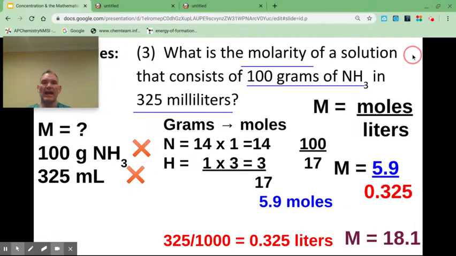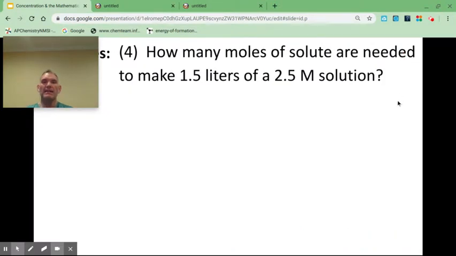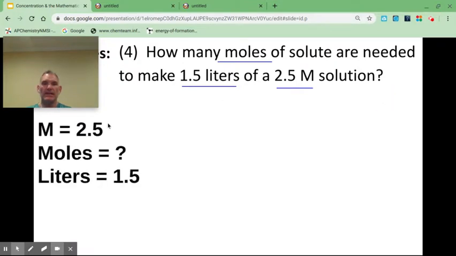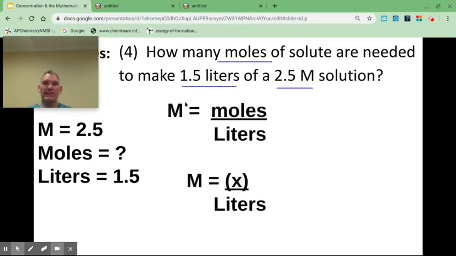Let's take a look at the last problem. How many moles of solute are needed to make 1.5 liters of a 2.5 molar solution? Step 1, underline. I'm looking for moles. I have 1.5 liters. It's 2.5 capital M. Second step, let's write it out. My molarity is 2.5. I'm looking for moles. Liters is 1.5. I know my formula, but I'm looking for moles this time.